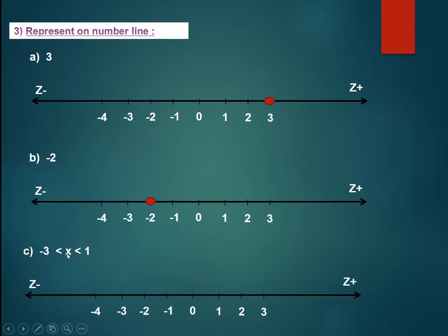Here, X, let's read it. X is greater than negative 3 and less than 1. It means between negative 3 and 1. Can I put a dark point on negative 3 or 1? No, because we don't have the equal sign here. So it will be between negative 3 and 1, so we will take the numbers between them: negative 2, negative 1, and 0.